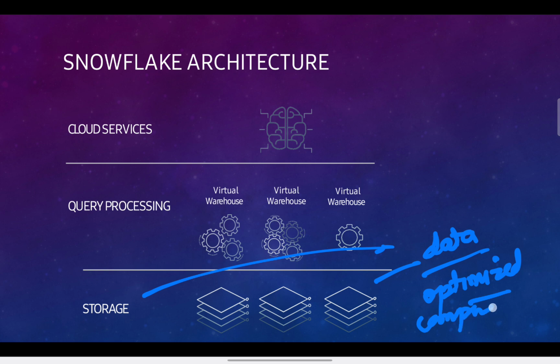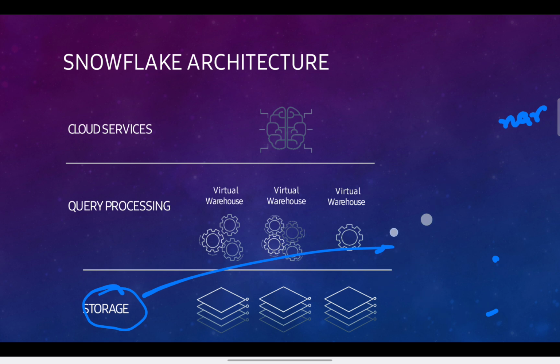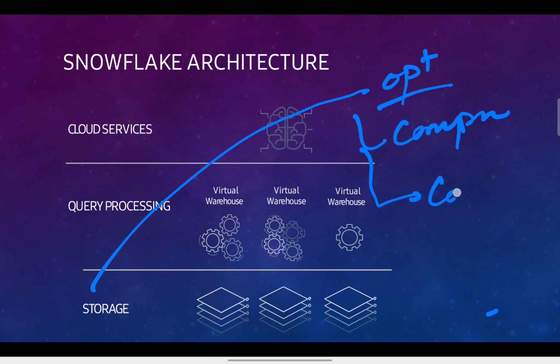compressed, and in columnar format. You have to learn these for the certification exams. So this layer is storing the data in these three formats. Which are these three formats? It's in an optimized way, secondly compressed, and next one is in columnar format.